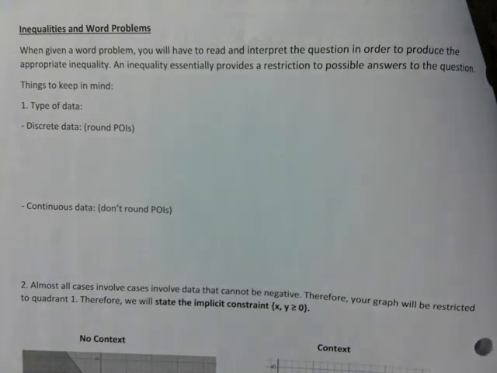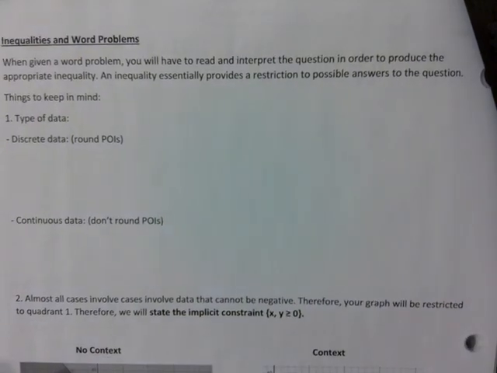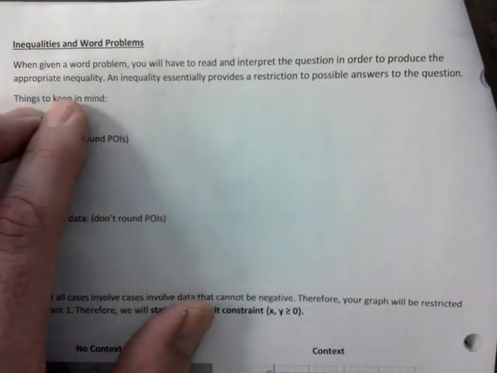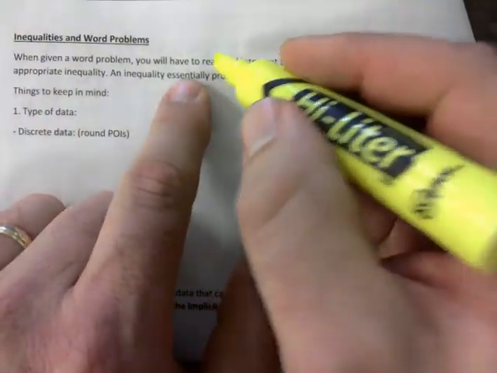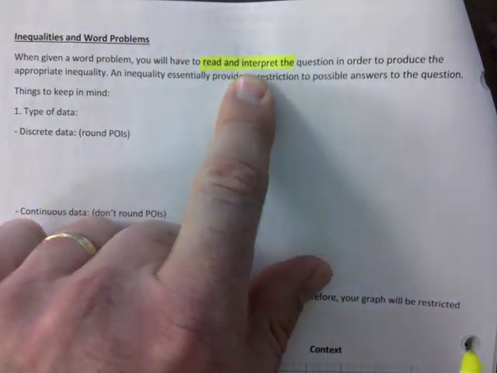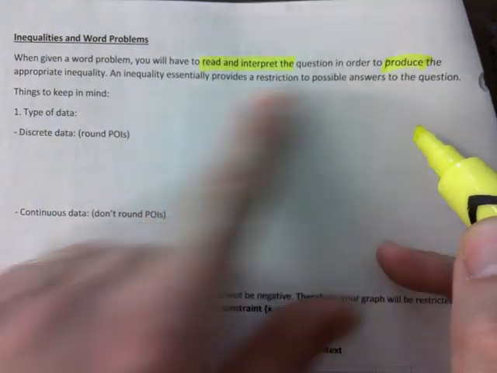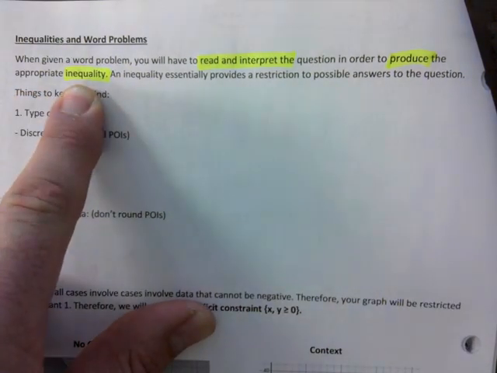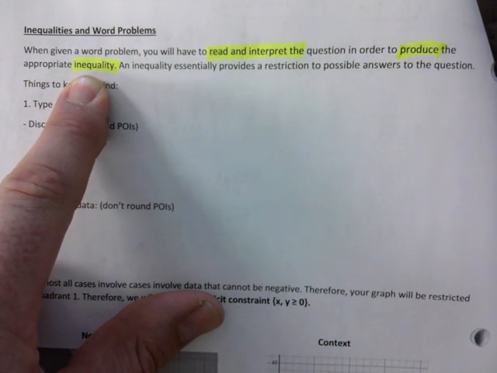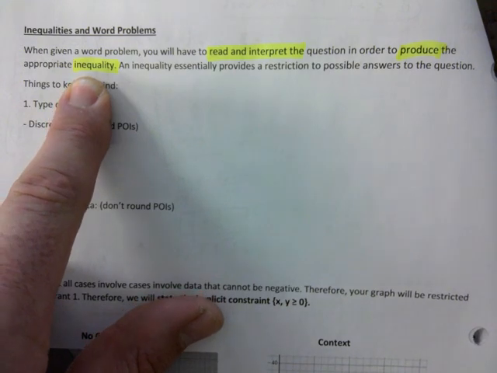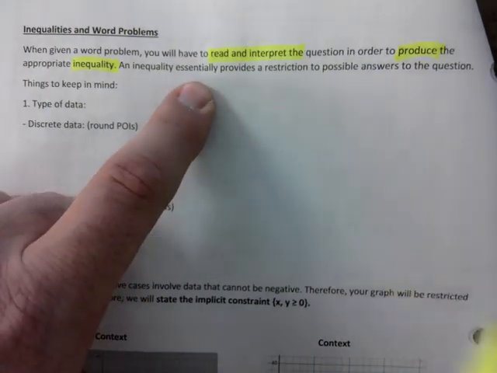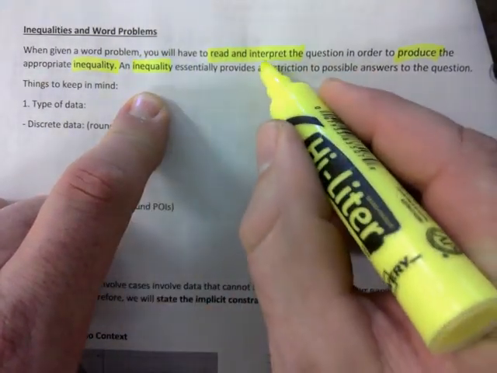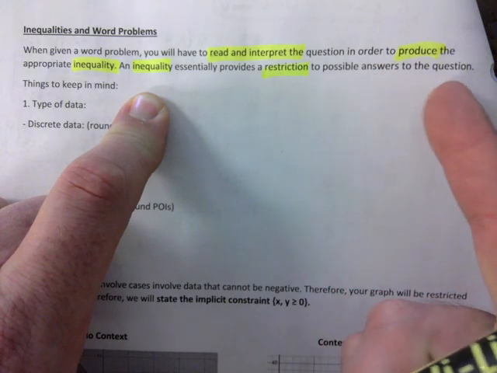So by the end of this week, you'll have a pretty good idea of how word problems are supposed to be addressed and tackled, okay? Right, inequalities and word problems. When given a word problem, you'll have to read and interpret the question in order to produce an inequality, right? You're going to have to read it, come up with your inequalities, and write them out. An inequality essentially provides a restriction to possible answers to the question.